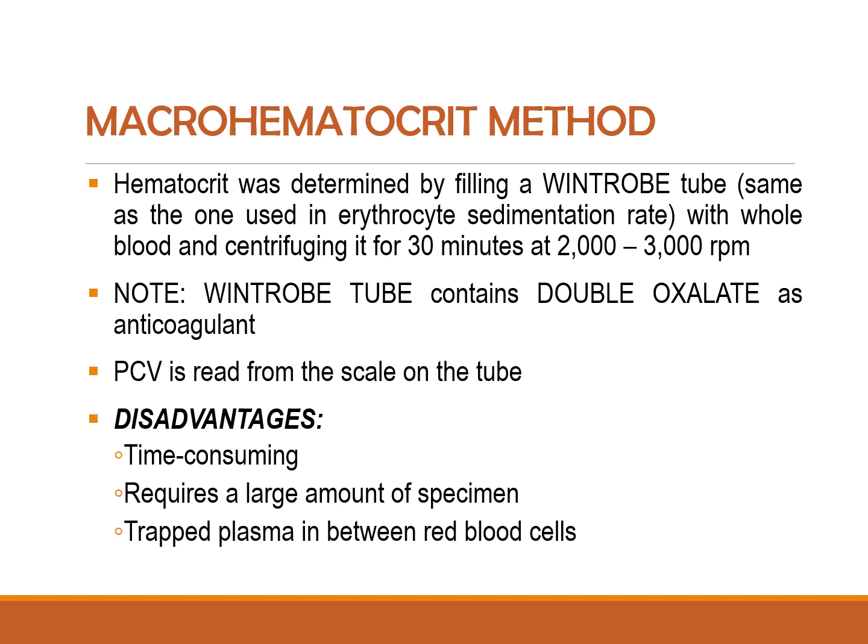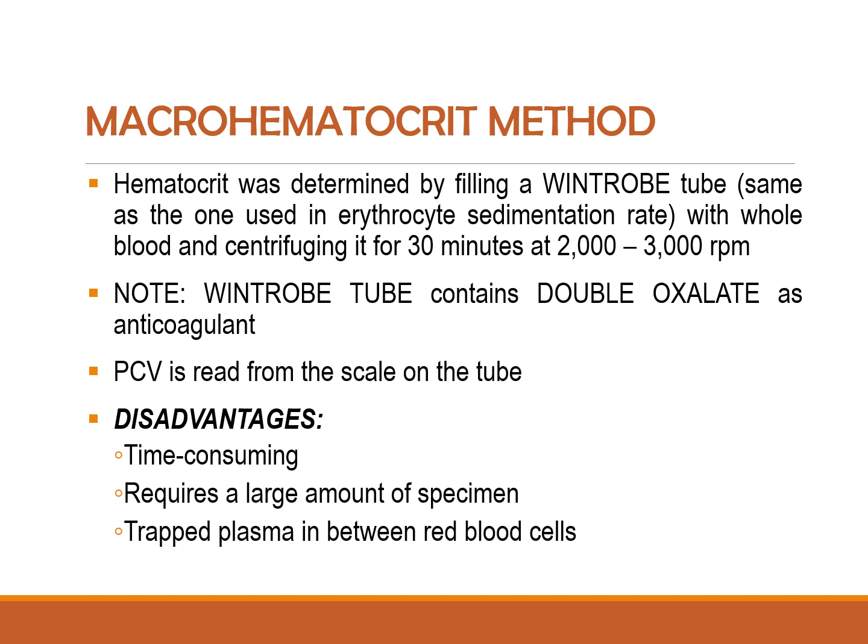The sample is then subjected to a centrifuge machine for 30 minutes at 2,000 to 3,000 revolutions per minute. Take note that the Winthrop tube contains an anticoagulant in the form of double oxalate. When reading the hematocrit results using this method, PCV is read from the scales or graduations seen on the tube.